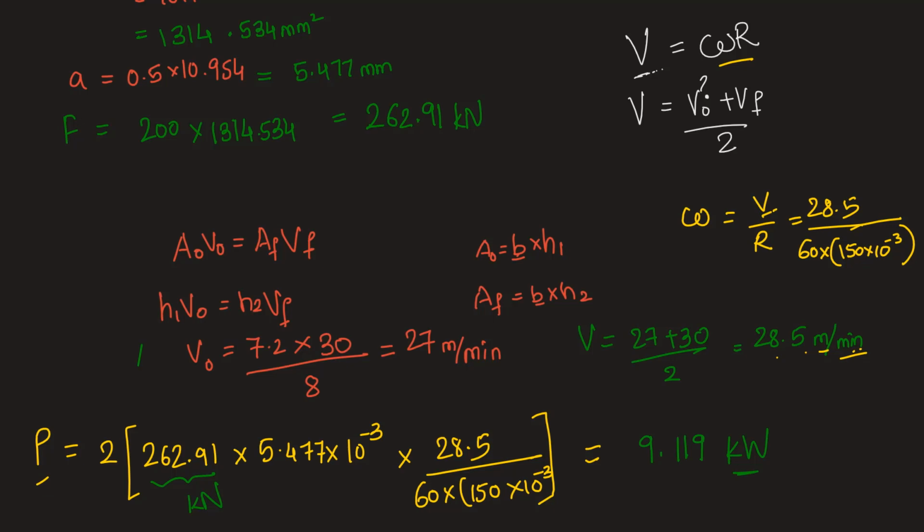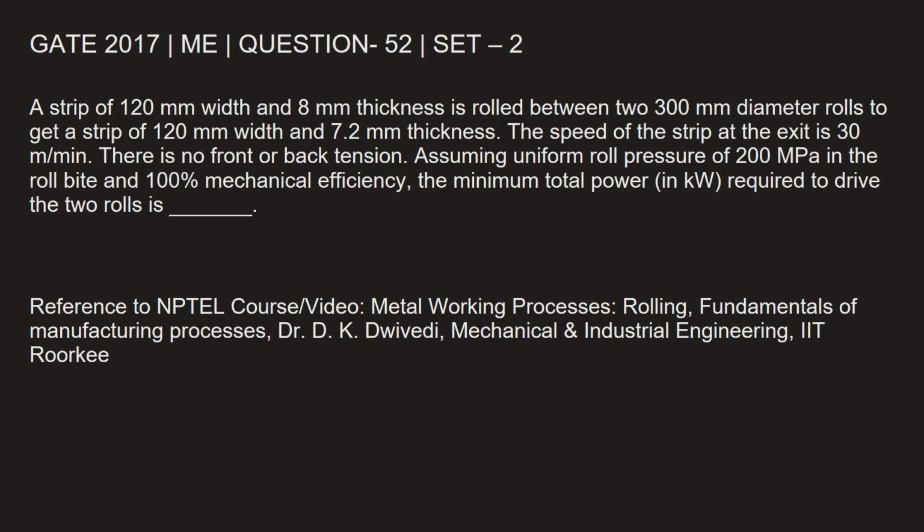Let's go back and fill in the answer. So the minimum total power required to drive the two rolls is 9.119 kilowatt. To learn about rolling in detail, you can refer to the NPTEL video, Metalworking Processes Rolling.